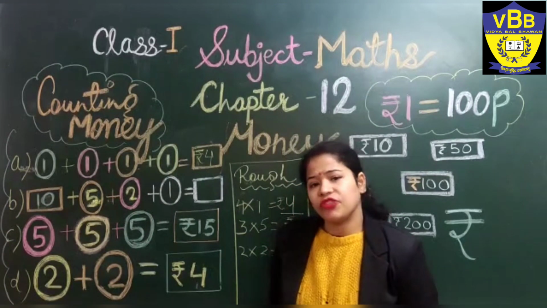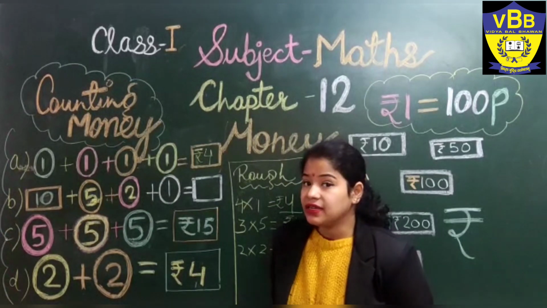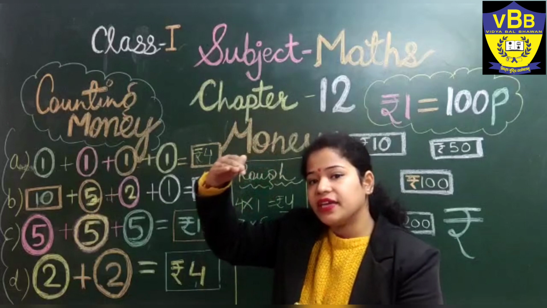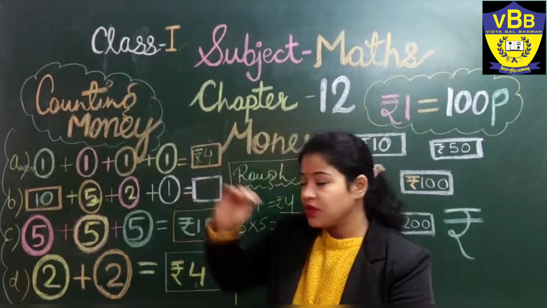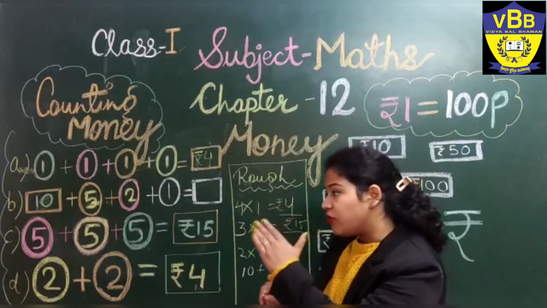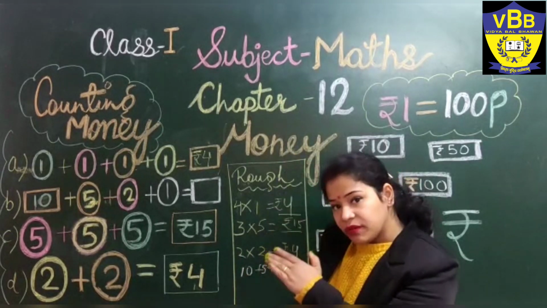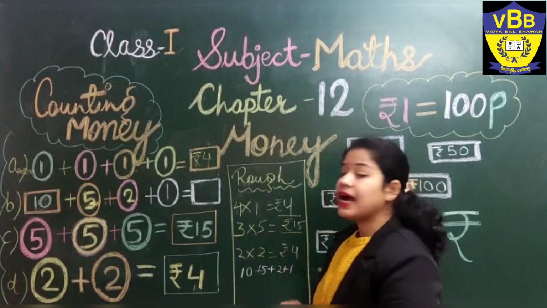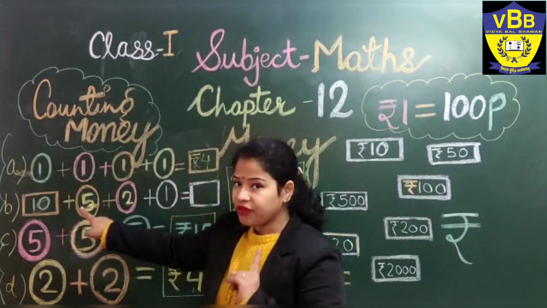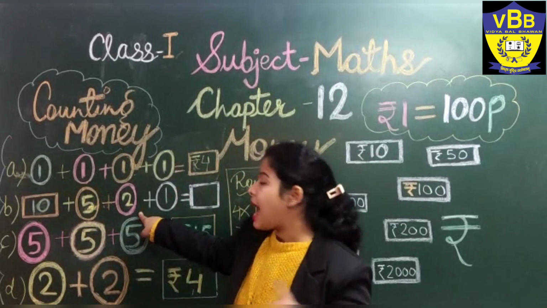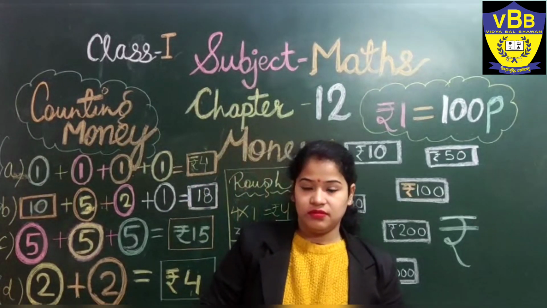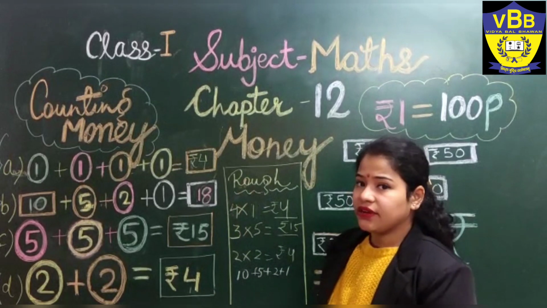So how will you add all of them? You will add by, first of all, you have to write the value, note or coin. Like this. You have first written 10 here, the higher value. Then the lower value, 5. Then the lower value, 2. And again the lowest value, that is 1. So 10 plus 5, 15. Plus 2, 17. And plus 1, that will be 18. That is 18. Am I correct?